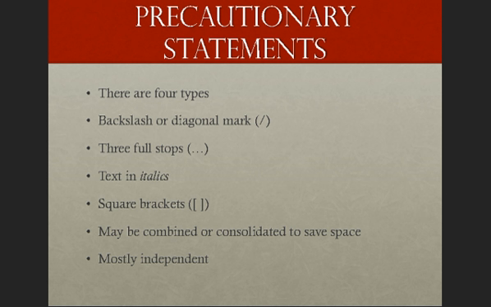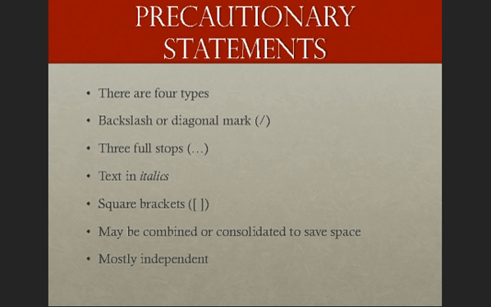When a backslash or diagonal mark appears in the precautionary statement text, it indicates that a choice has to be made between separated phrases. In such cases, the chemical manufacturer, importer, or responsible party can choose the most appropriate phrase or phrases. For example, "wear protective gloves / protective clothing / eye protection / face protection" could read something simpler such as "wear eye protection."